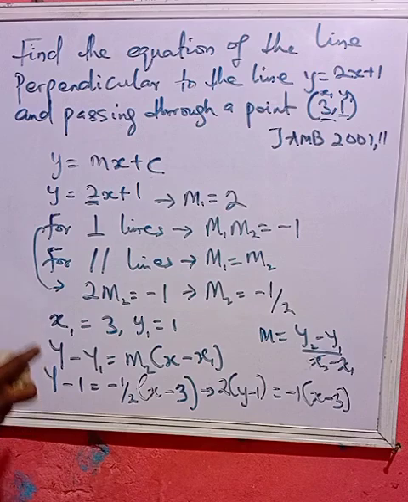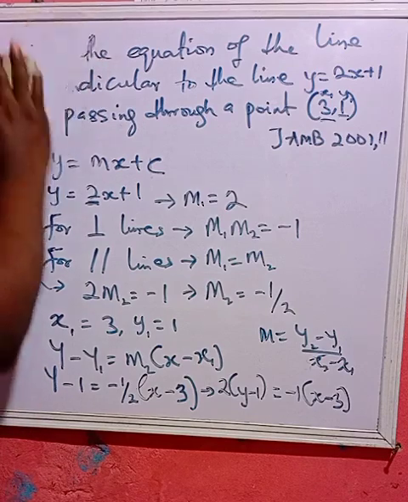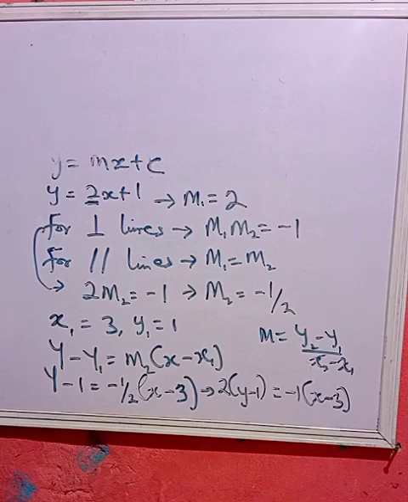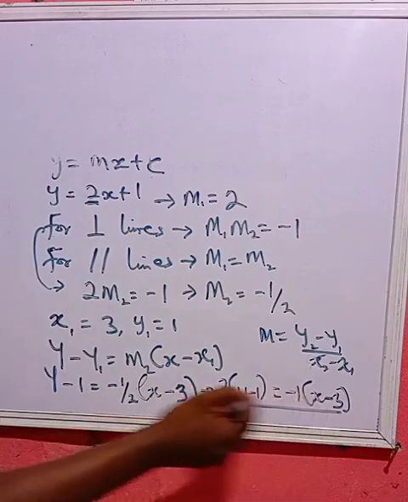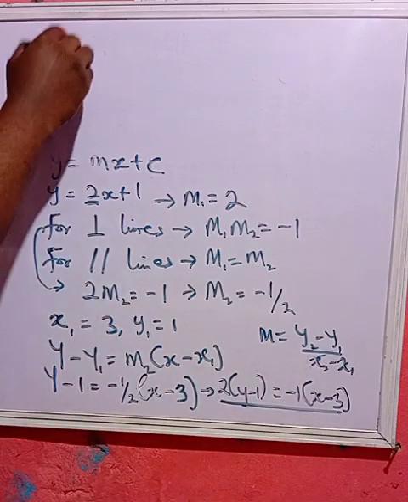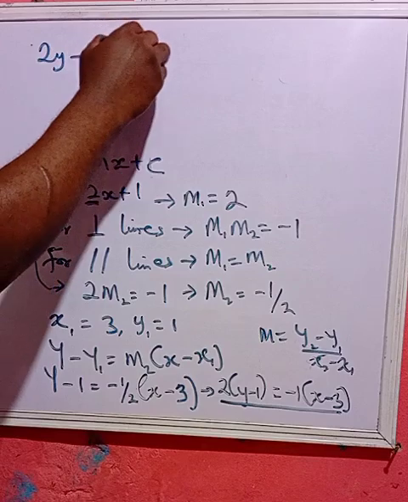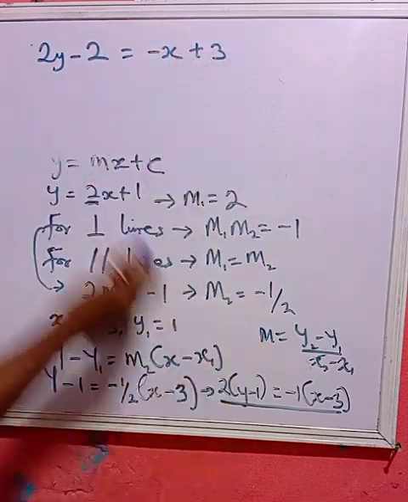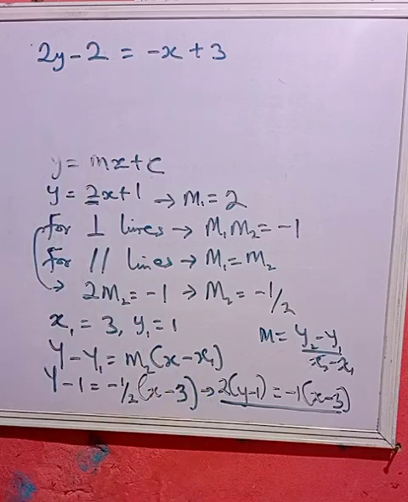I'll rub off this part so I'll be able to give us a final answer. We open the brackets for this, so we'll have 2y minus 2 equal to minus x plus 3. 2 times y is 2y, 2 times minus 1 is minus 2. Minus 1 times x is minus x. Minus 1 times minus 3 is plus 3.